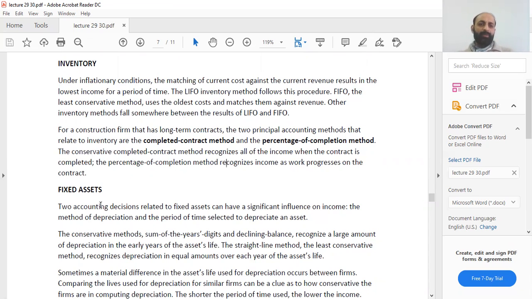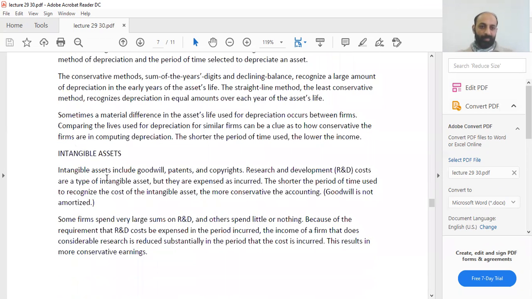The completed contract method is conservative; it recognizes all of the income when the contract is completed. For example, you're making a big building, you have a construction company. So you will show your income when your project is complete. And the percentage of completion method is less conservative because it recognizes income as work progresses on the contract. The third one is intangible assets.